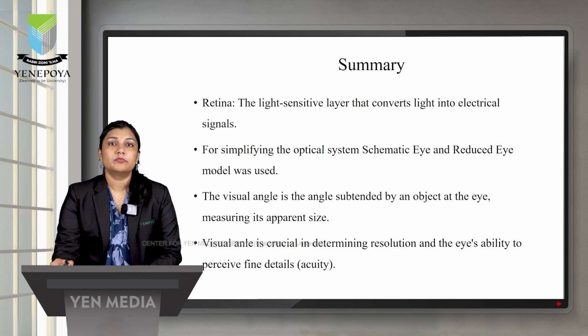For simplifying the optical system, schematic and reduced eye models are introduced. The visual angle is the angle subtended by an object at the eye, measuring its apparent size. Visual angle is crucial in determining resolution and the eye's ability to perceive fine details.